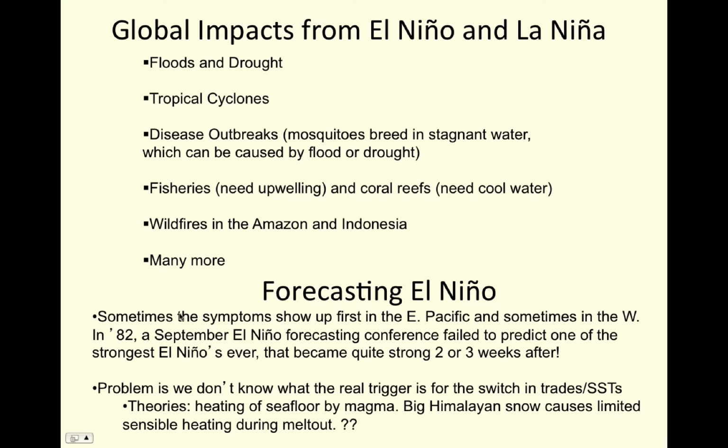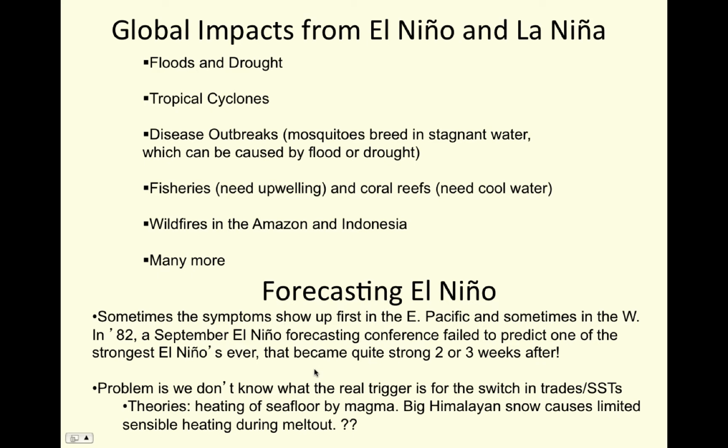Forecasting El Nino. Sometimes the symptoms show up first in the East Pacific and sometimes in the West Pacific. Again, it's a system with a lot of interconnectedness. In 1982, for example, a September El Nino forecasting conference failed to predict one of the strongest El Ninos ever to occur, that 1983 one, which became quite strong just 2 or 3 weeks after the conference. So it is hard to predict, and obviously we're many years out from 1982, and we're getting better at these things, but they are hard to predict, the flip-flop. Even to this day, it's hard to predict exactly when El Nino or La Nina will develop.